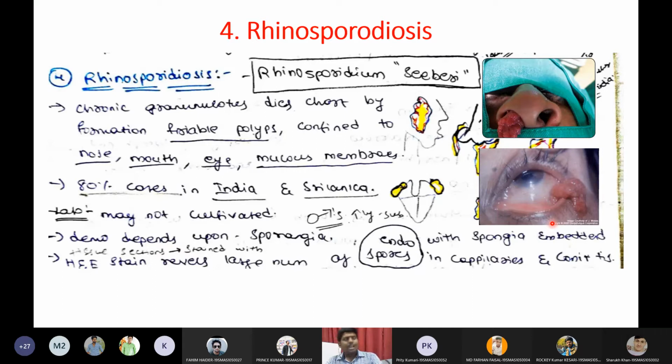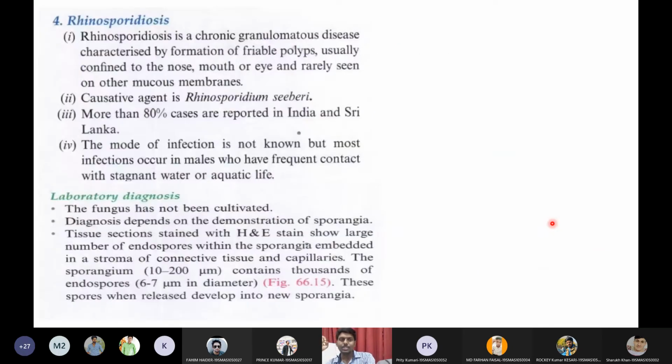Okay, so how to identify this rhinosporidiosis? It can be identified by doing a biopsy. You will take a small piece of this febrile polyp and you will do a section. In the section, you will find sporangium with endospores in that tissue. So presence of these endospores and sporangium is a characteristic feature to identify rhinosporidiotic infection. I will show you that sporangium and endospores.